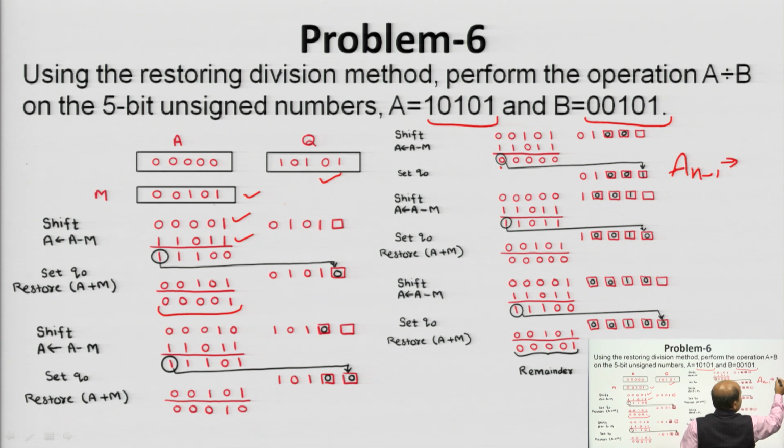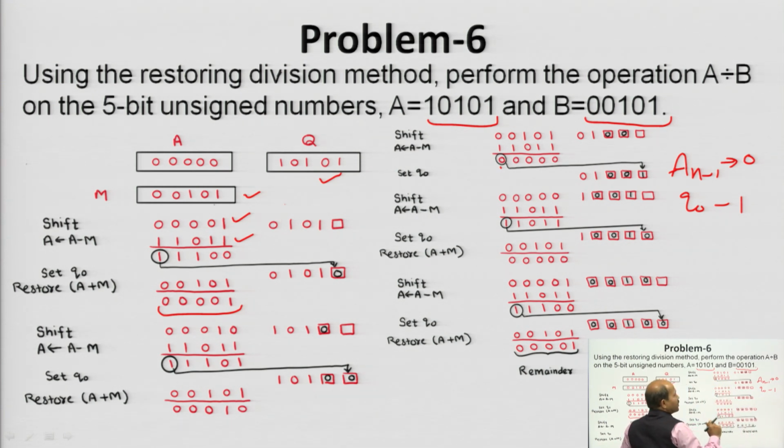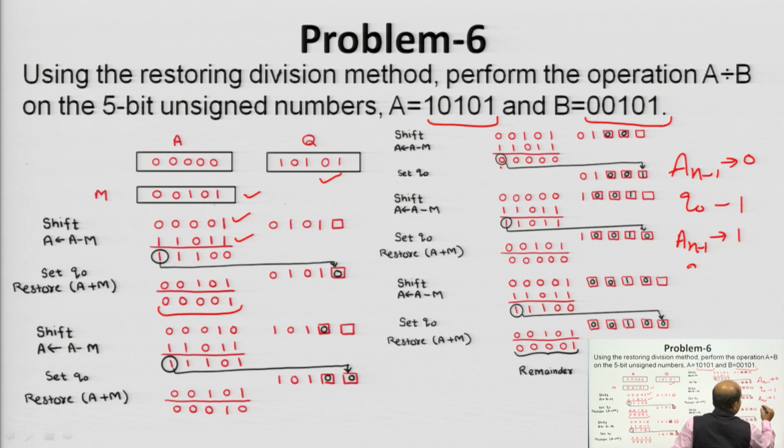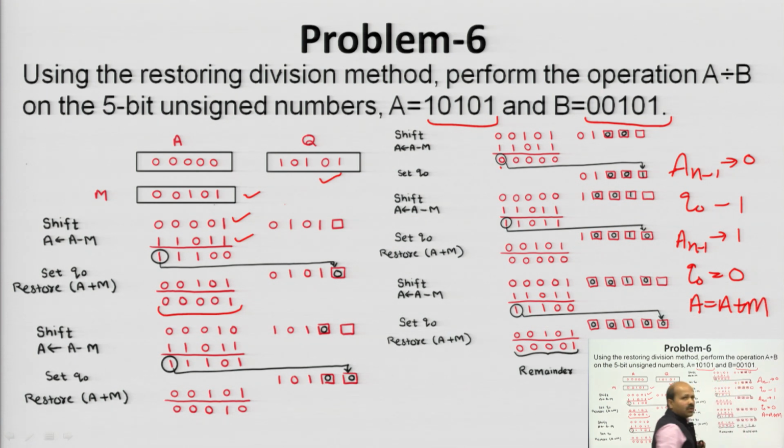If it is 0, we have to set Q naught equal to 1 and we perform no restoration operation. And if the A n minus 1 bit is 1, we have to set Q naught equal to 0 and we have to perform A equals to A plus M, or restoration operation will be performed in that case. So, this way we can perform the division operation.